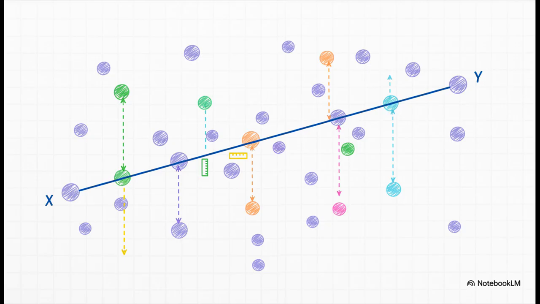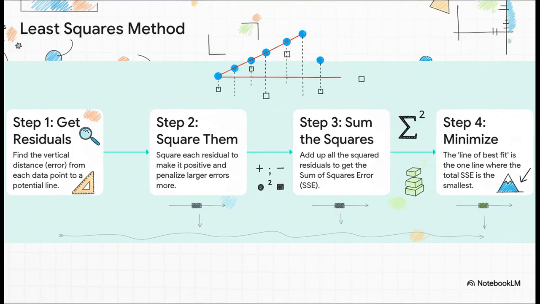Our job is to find the one line that makes all those little error lines, when you add them all up, as small as possible. The way we do this is with a really clever technique called the method of least squares. It's a 4-step process. First, you measure that distance, the residual, for every single point. Second, you square each of those distances.